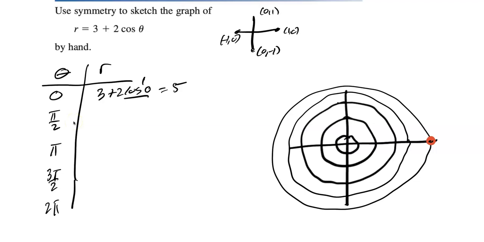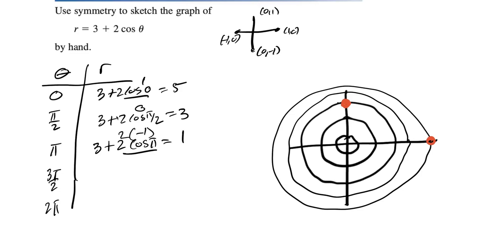Pi over 2. So 3 plus 2 times cosine of pi over 2. At pi over 2 we have 0, so this is just going to be 3. So at pi over 2 we're going to be at 3, right there. Pi. 3 plus 2 cosine of pi. Cosine of pi is negative 1, so we have 2 times negative 1, which is negative 2, so 1. So we have pi and 1, like that. 3 pi over 2. 3 plus 2 times cosine of 3 pi over 2, which is 0. So you get 3.